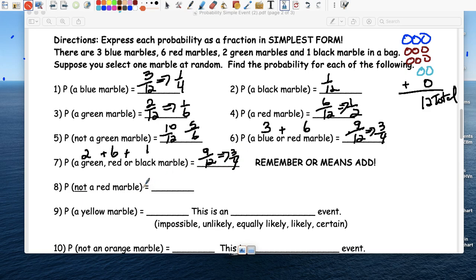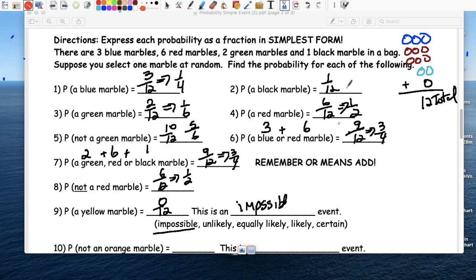Not red. Not red is the blue, the green and the black, so that is 6 out of 12, 1/2. A yellow, well, there is no yellow, so that's 0 out of 12. This is impossible, right? To get a yellow, it's impossible.